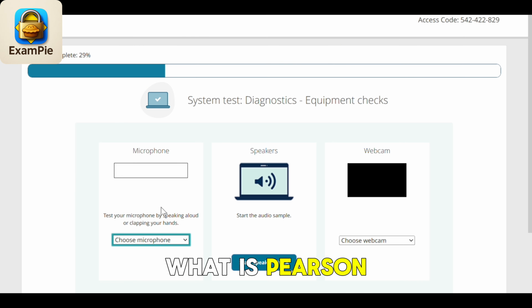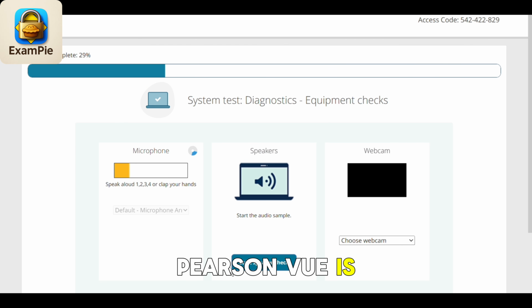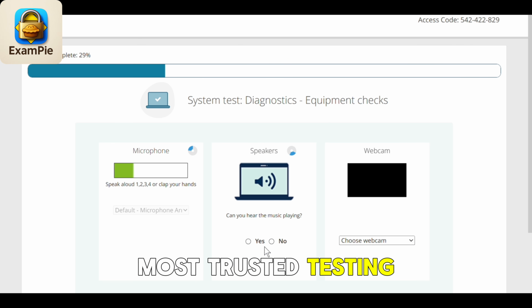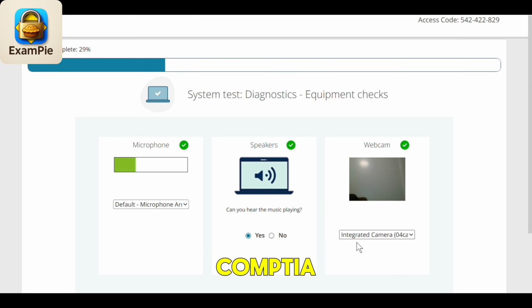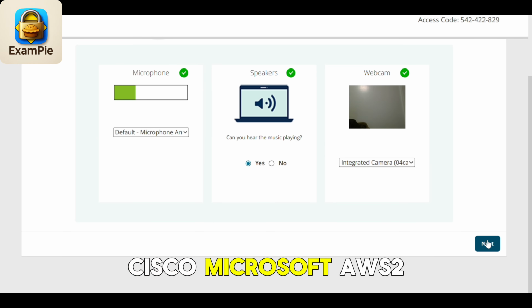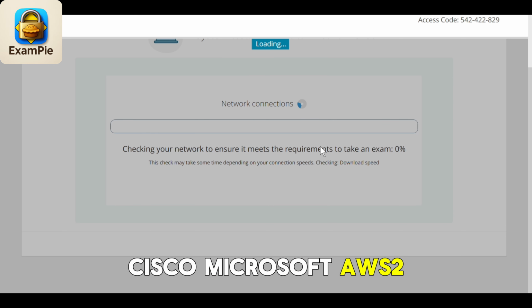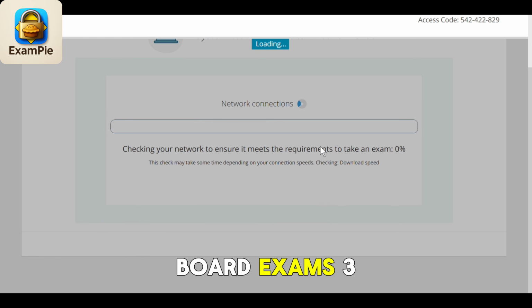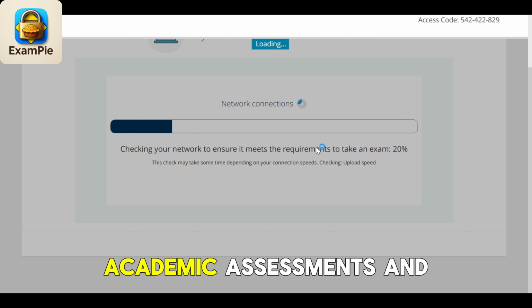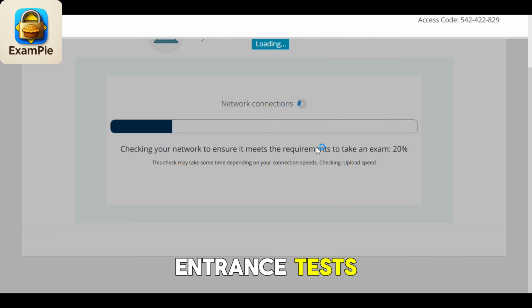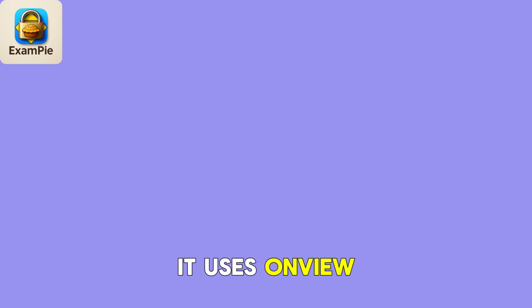What is Pearson VUE? Pearson VUE is one of the most trusted testing platforms in the world. It powers online exams for: 1. IT certifications like CompTIA, Cisco, Microsoft, AWS. 2. Medical and nursing board exams. 3. Academic assessments and entrance tests, even government licensing exams. When done remotely, it uses OnVUE, Pearson's own AI, plus human proctoring software.